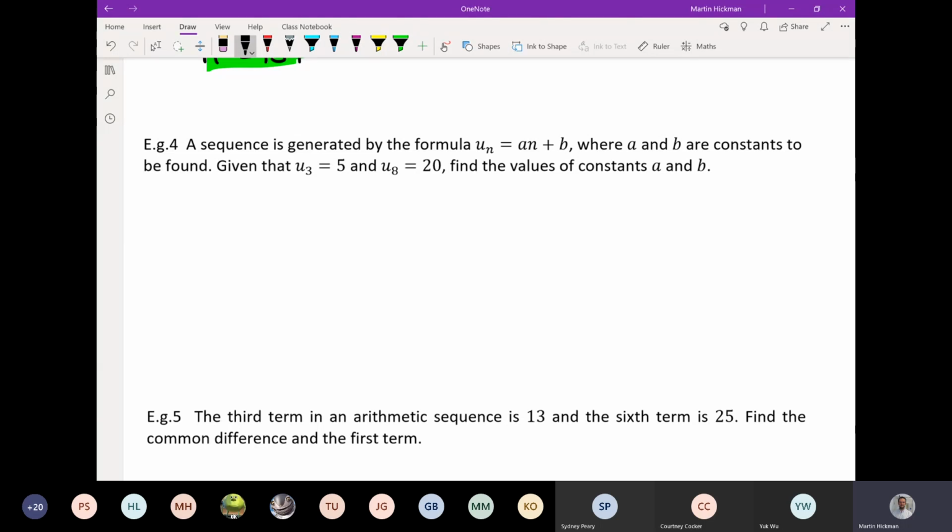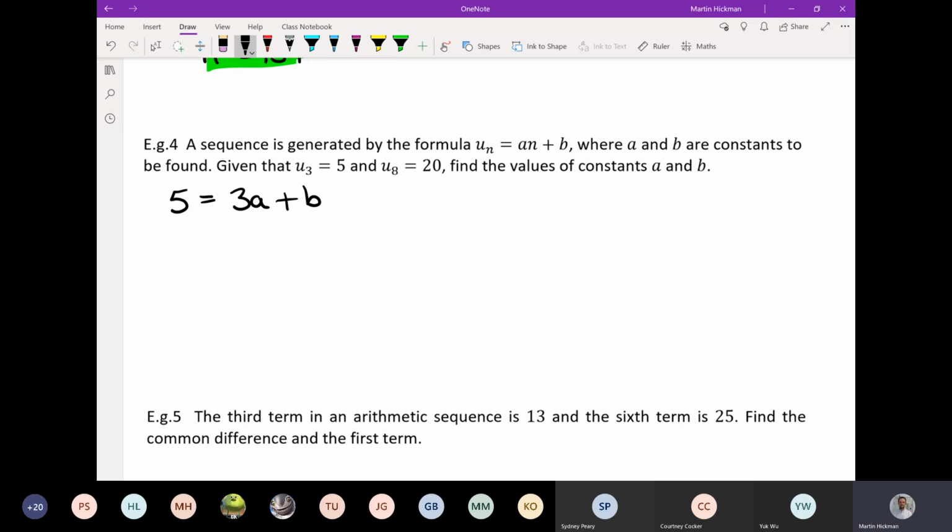So firstly, if I know that u3 equals 5, that means 5 is the 3rd term, okay? Remember that subscript number there, that 3, that is your n term. So when 5 is the 3rd term in the sequence, I don't know a and I don't know b here.